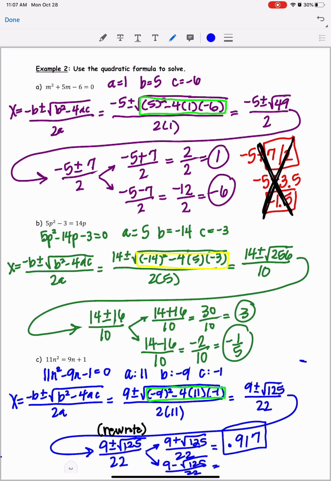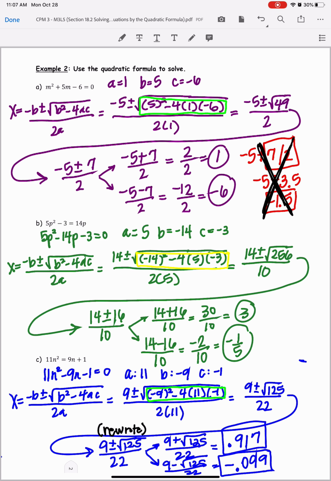So then the second one, when you do 9 minus the square root of 125, you hit enter. You get negative 2.180 and a lot of other junk. Divide that by 22, and we're going to get negative 0.99. When you get decimals like this as your answer, that's when these right here are not factorable.